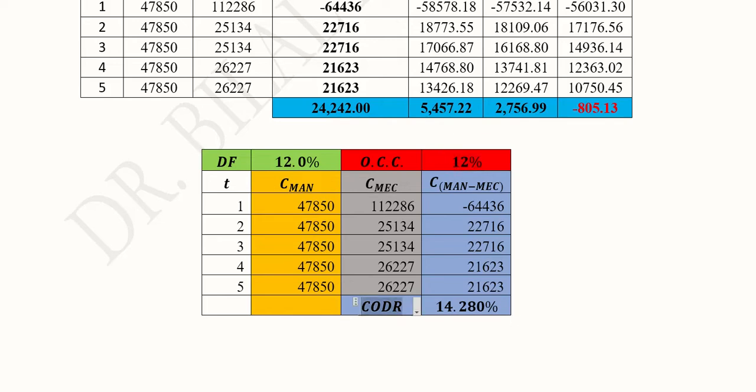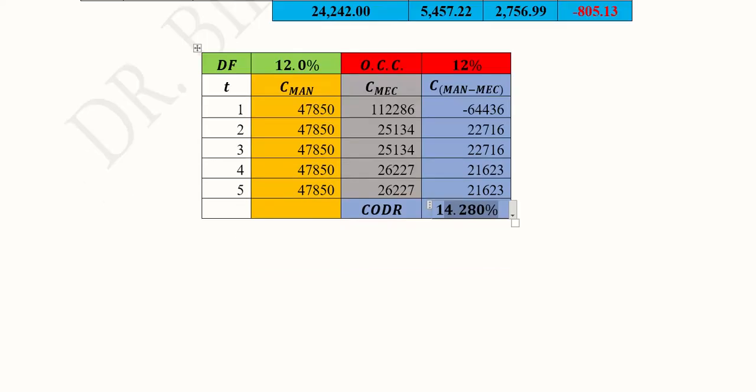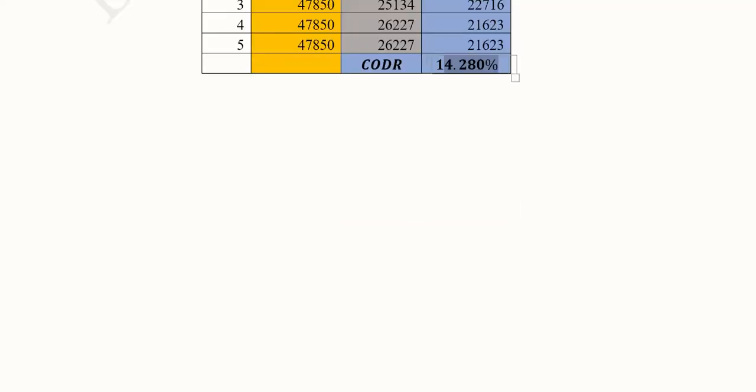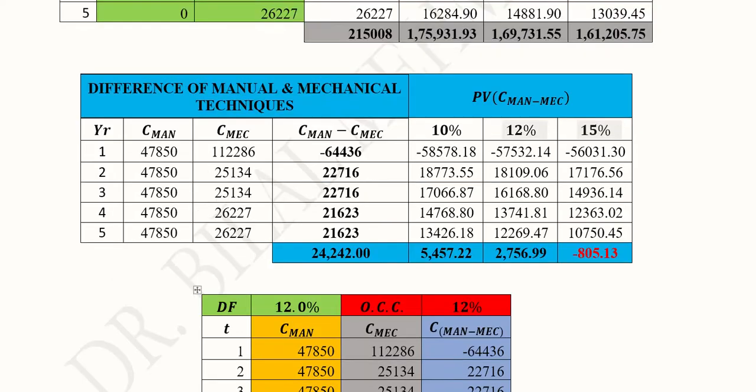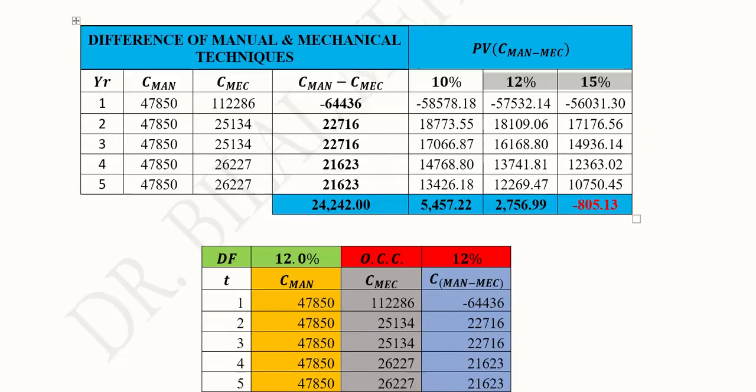This is the crossover discount rate that we have calculated by using this differential stream, and we can do this easily by using the interpolation formula. And before that, we need to find the NPV which is positive and the other NPV which is negative. So it is 14.28, and you can already see that it should be hidden between 12 and 15%.